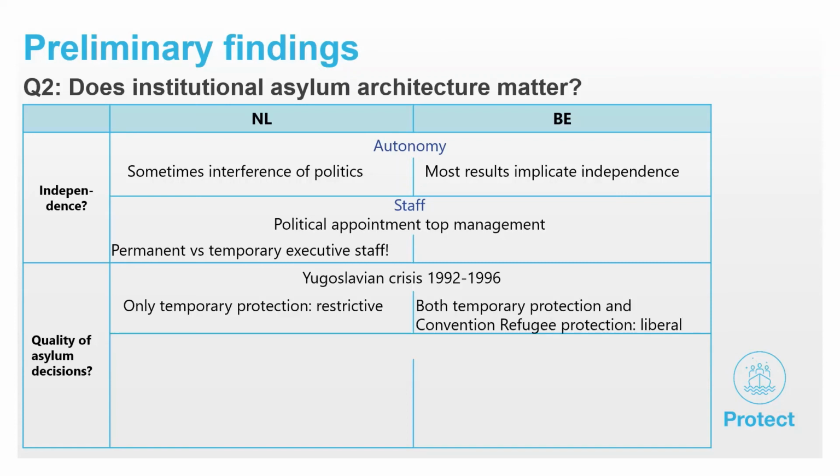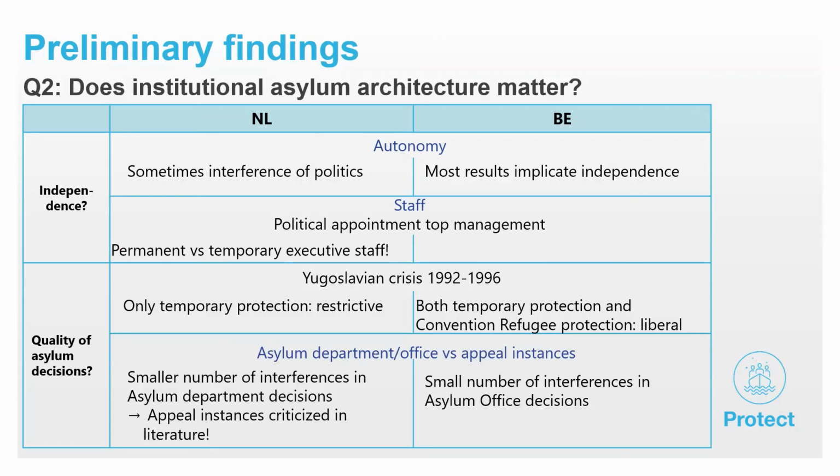During the crisis in Yugoslavia between 1992 and 1996, in the Netherlands, only temporary protection was offered to these people, thus wielding a restrictive interpretation of the Geneva Convention. While in Belgium, both temporary protection and convention refugee protection were given, thus wielding a liberal interpretation of the Geneva Convention.